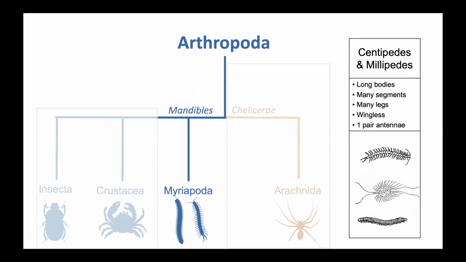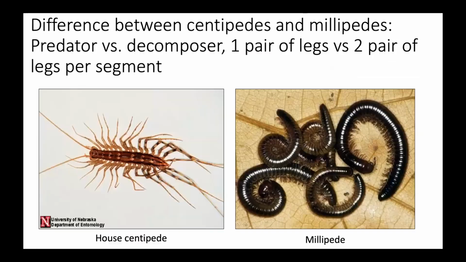When we go over into the mandible side, we've got Myriapoda: centipedes and millipedes. We commonly see these in the garden. Sometimes we see these in and around the home. But typically they have long bodies, many segments, many legs. They also don't have wings, and they have one pair of antennae on their head. When people want to know what the difference is between centipedes and millipedes, centipedes, here on the left, are fast, and they're pretty flattened from the top down.